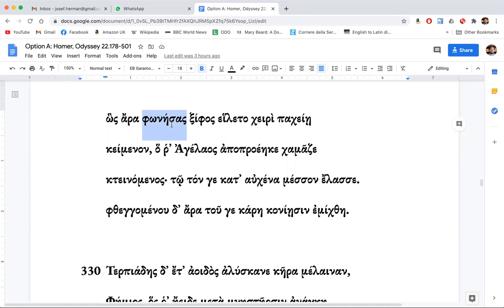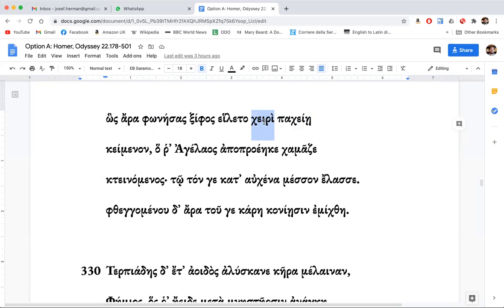Okay, so saying, heileto, he seized. Right, this is from the verb haireo, to take something. He seized with his cheiri pacheia. Now this is a dative phrase because it's a dative of instrument, which in Latin would use the ablative case, but in Greek it's the dative case. So it means with his strong hand, pacheia meaning strong, and cheiri meaning a hand.